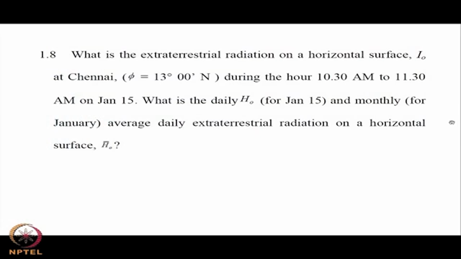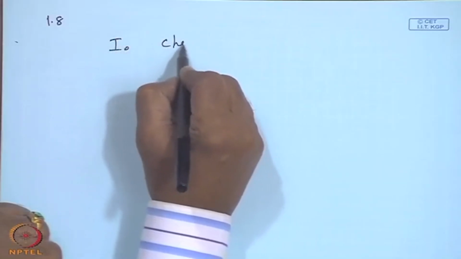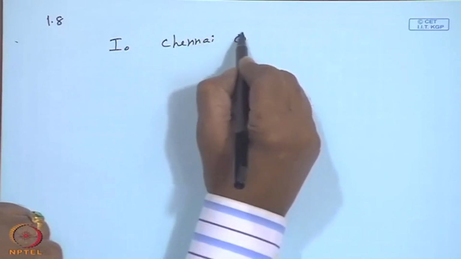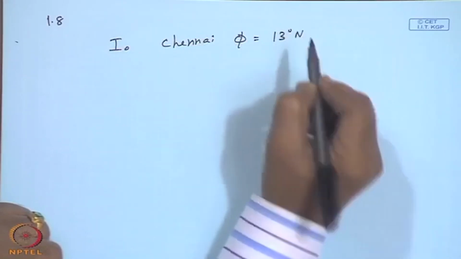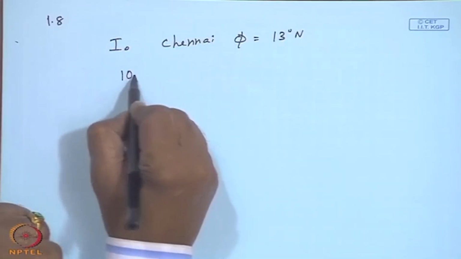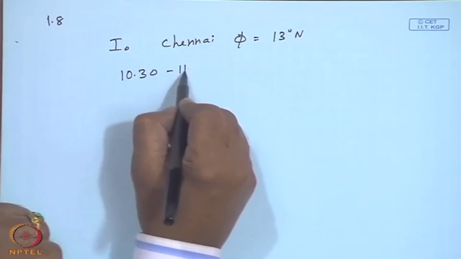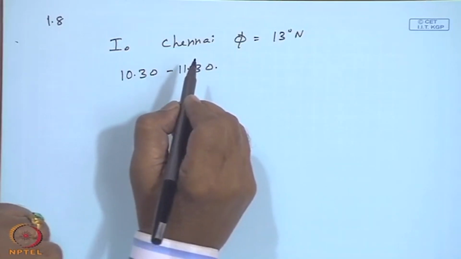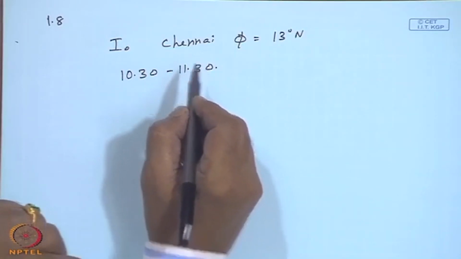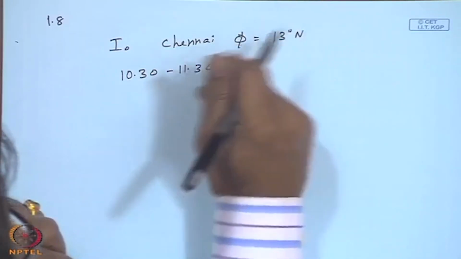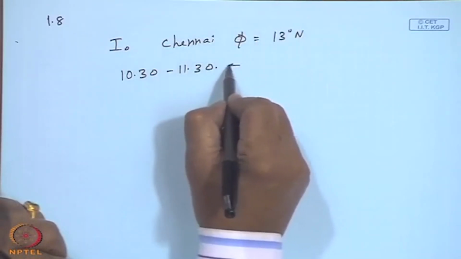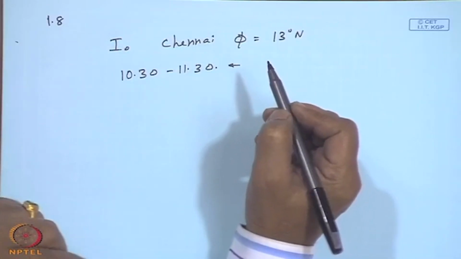So, we will go to problem number 1.8. What is the extraterrestrial radiation on a horizontal surface I0 at Chennai, whose latitude is 13 degrees north, during the hour 10:30 to 11:30? Now, I shall go back to the previous problem after I finish this. This time reminded me of something that I can tell you.